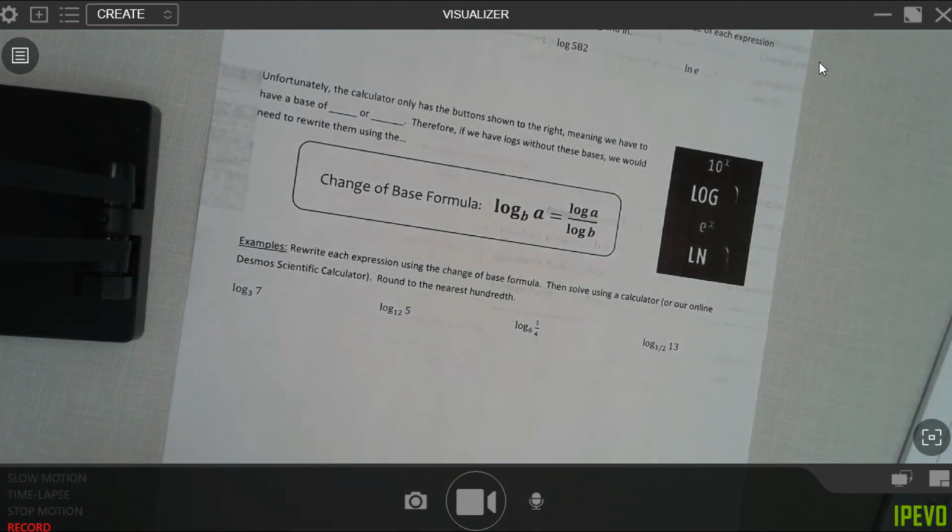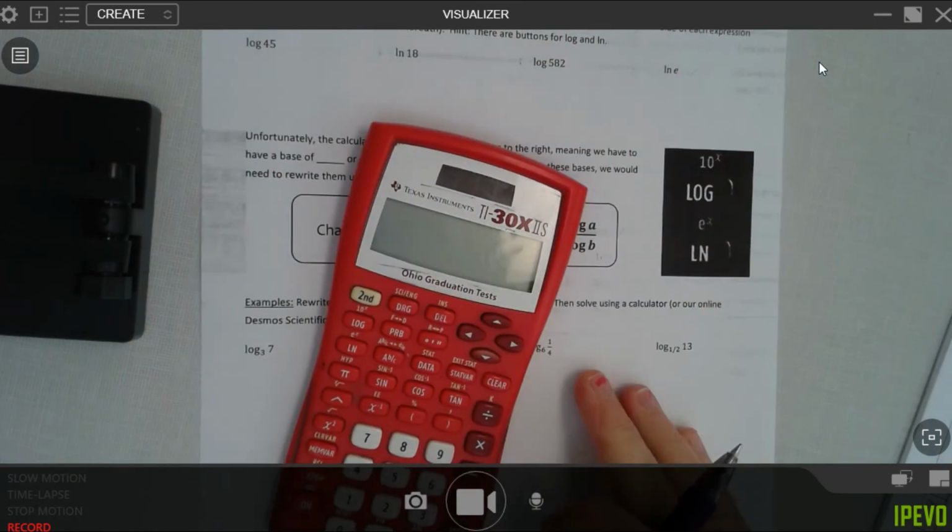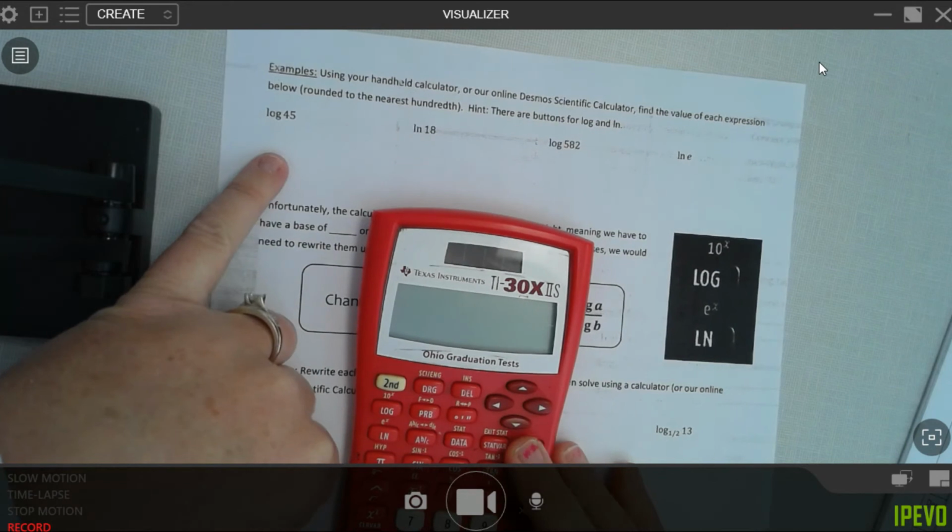All right, so now we're going to practice using our calculator, and I'm going to grab out my calculator that probably looks more like your guys's. Let me find it. Here you go. So we just want to practice here.